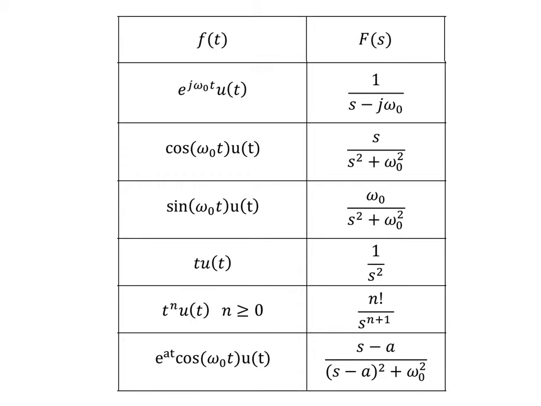Continuing with more properties, we see that they are very similar to those that we had for the Fourier transform. Except now we have some possibilities that did not exist for the Fourier transform. For example, take a look at fourth from the top, t u of t. This is a ramp function, and it has Laplace transform 1 over s squared.